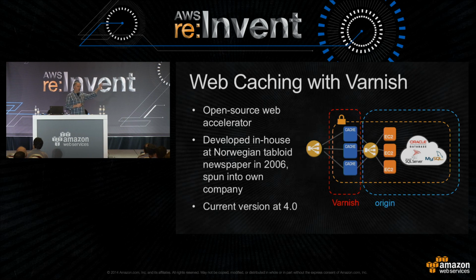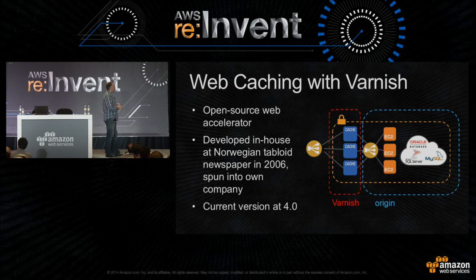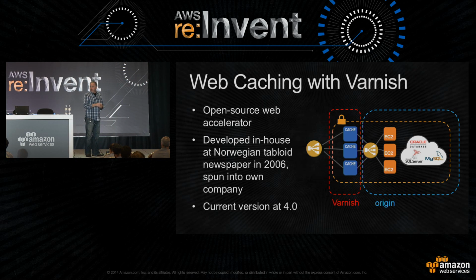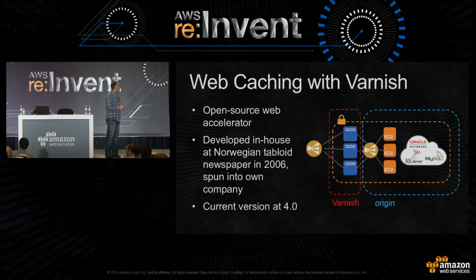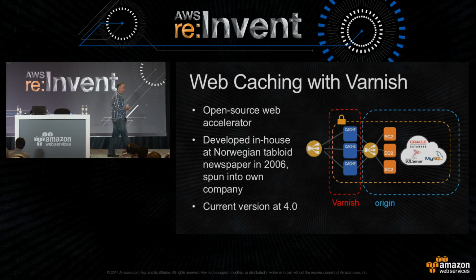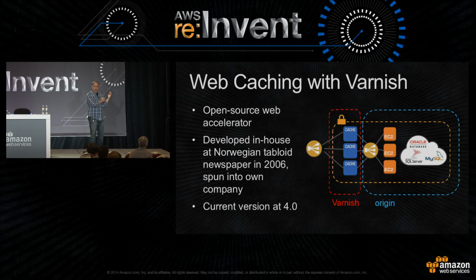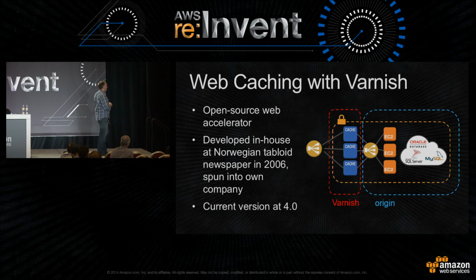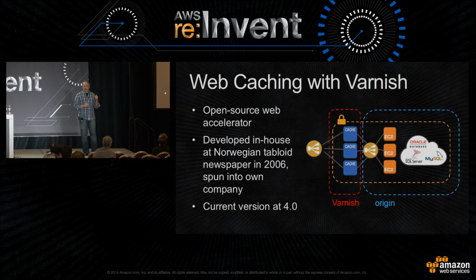Varnish, going back to the original architecture that we've pitched involving your origin, which is your load balancer and your EC2 instances with your backend, becomes the web cache. It is that web cache layer. It runs on EC2 instances. It can run on Ubuntu. It can run on Amazon Linux. It's very straightforward to install. We'll show you how easy it is to install in a few slides. And again, it all runs inside of your VPC.